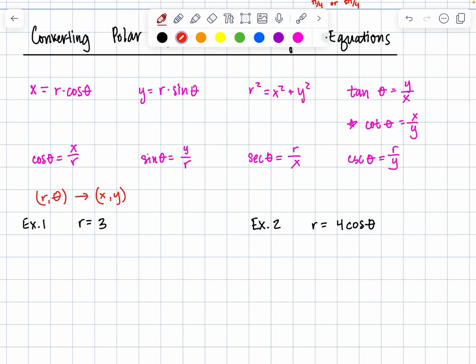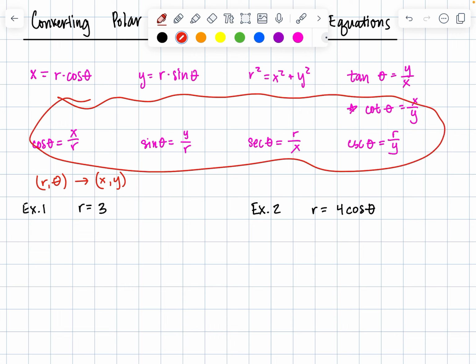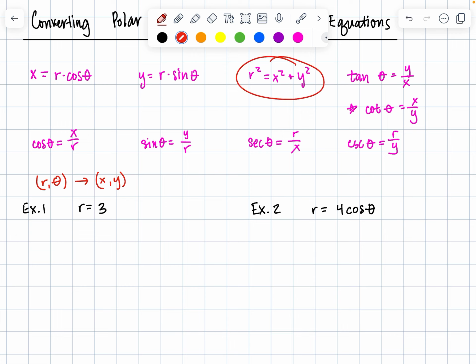So let's get started. First equation, it says r is equal to 3. Right off the bat, it's not terribly helpful because we don't have anything here that we could actually substitute in. But if you notice, r squared is equal to x squared plus y squared. So ultimately, we want to convert this so that it will turn into an x and a y. And we would do that with this particular equation, r squared is equal to x squared plus y squared. But right now, r is not squared.